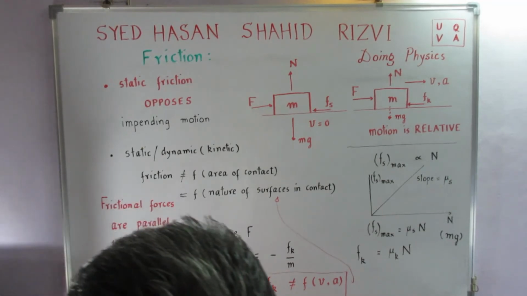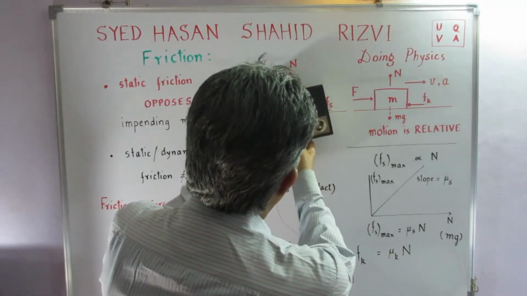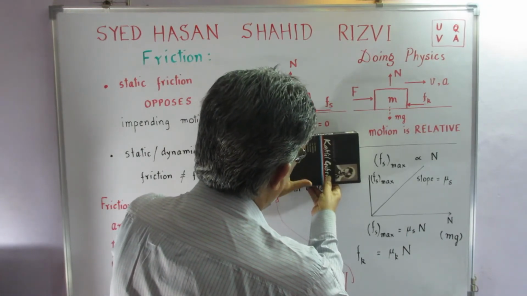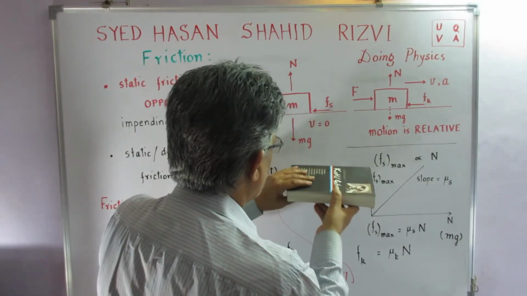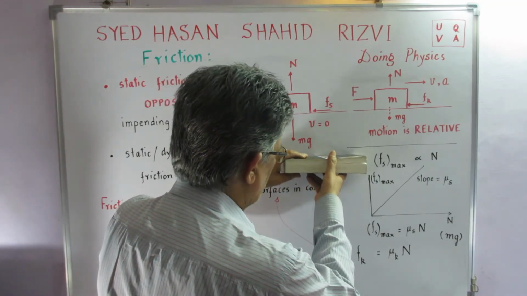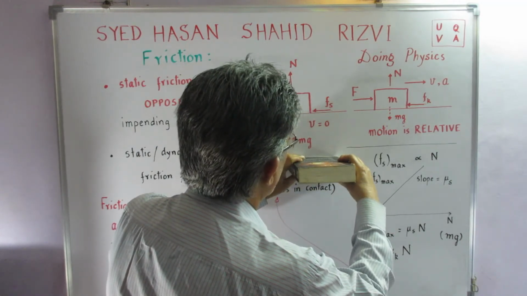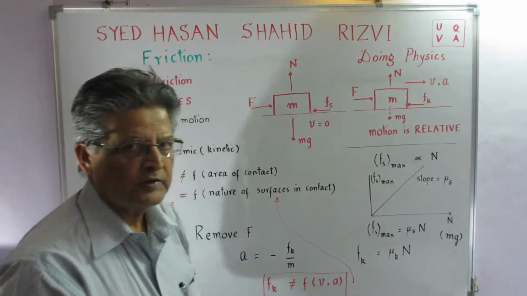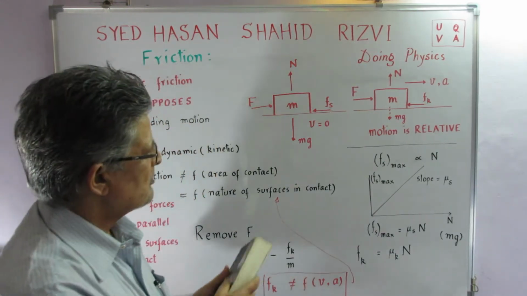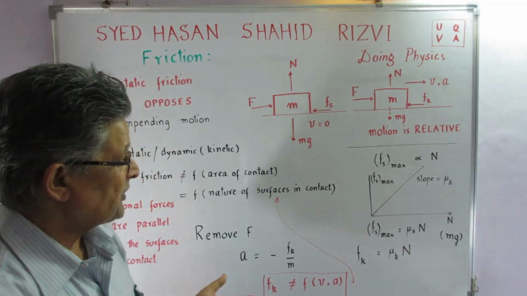If I put the book, the block is put like this, okay, the surface area is the maximum. Then the block is put like this, and the surface area is less, or the block is put like this and the surface area is the least. The surface areas are changing, but the mass of the body remains the same.